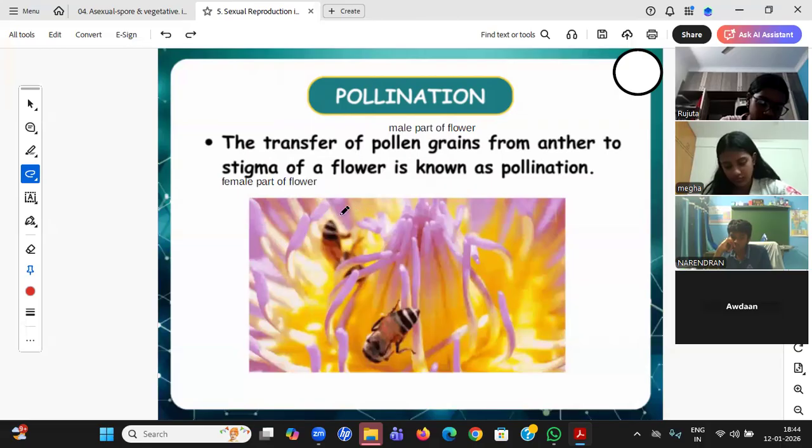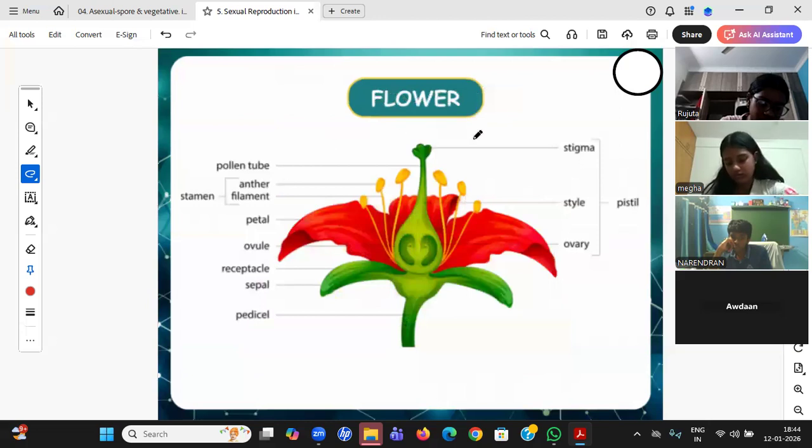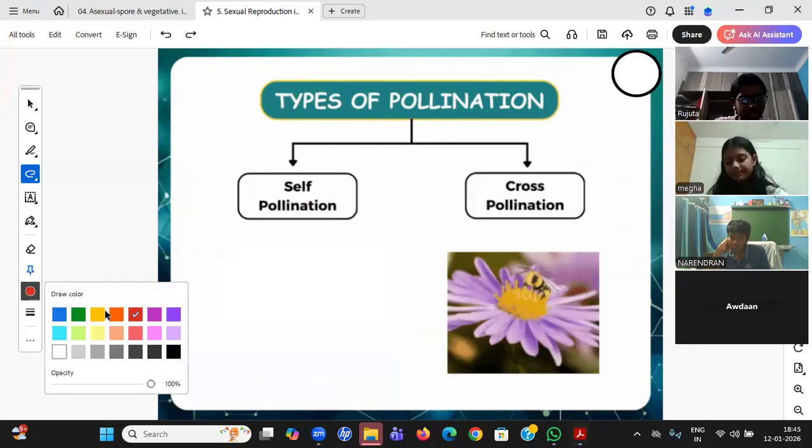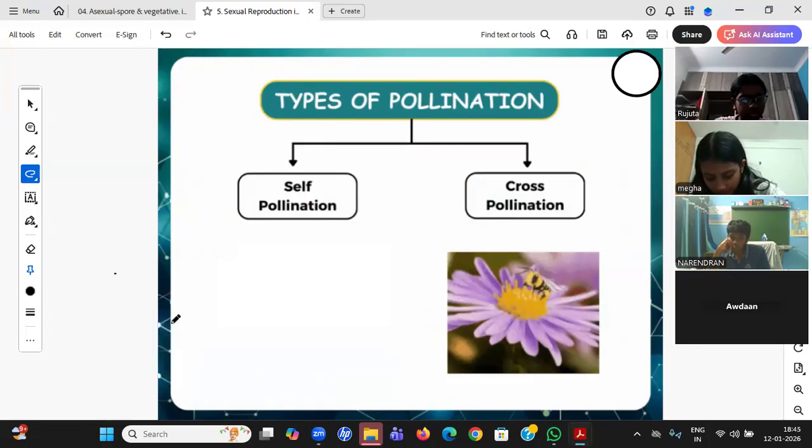But now the question comes: pollination is again subclassified. How is it subclassified? As we have seen, our main intention is that the pollen grains in the anther need to be transferred to the female part. Before that, to know how it is transferring, we need to subclassify the pollination. Pollinations are of two types: self-pollination and cross-pollination.